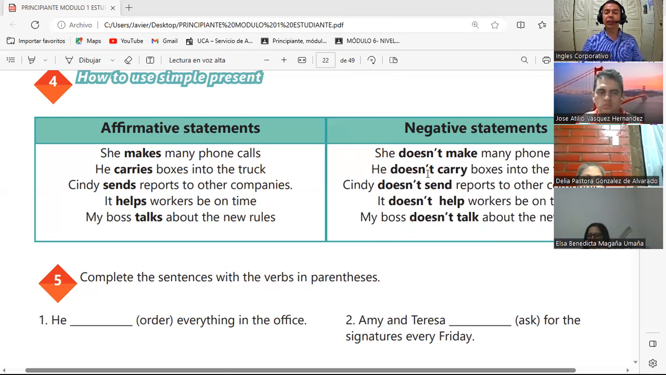Now let's continue. In negative, we use the auxiliary does, not do, does, plus not, and then the verb. She doesn't make, he doesn't carry. Cindy doesn't send, it doesn't help. My boss doesn't help, right? Also, we can use a proper noun, right? También aprendimos que podemos usar un nombre propio. For example, Delia doesn't talk about the new rules, right? Elsa doesn't like Real Madrid, for example.